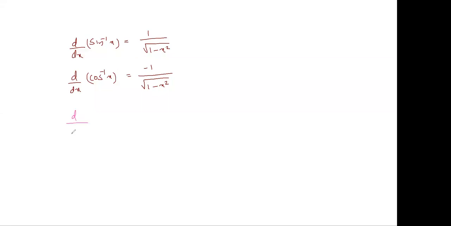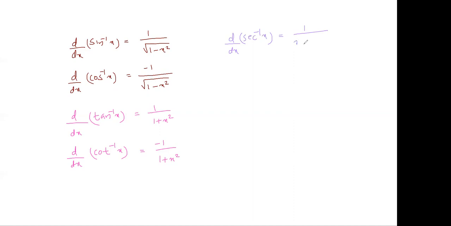Then derivative of tan inverse x is equal to 1 by 1 plus x square. Derivative of cotangent inverse x is -1 by 1 plus x square. Only 2 we proved, the remaining you can prove in the same way. I just want to tell you all the results. Derivative of sec inverse x is equal to 1 by x into under root x square minus 1, and derivative of cosecant inverse x is equal to -1 by x into under root x square minus 1.